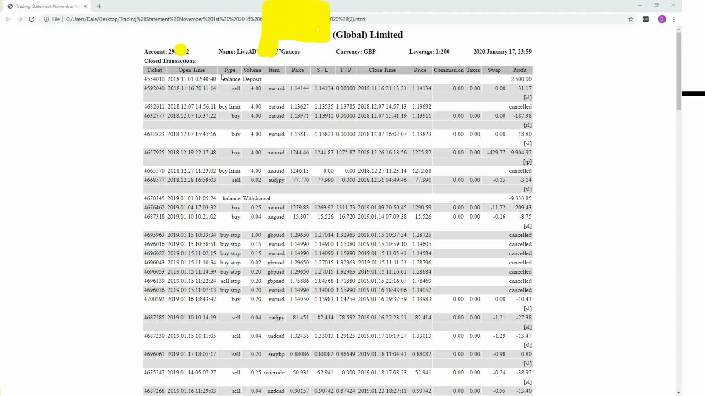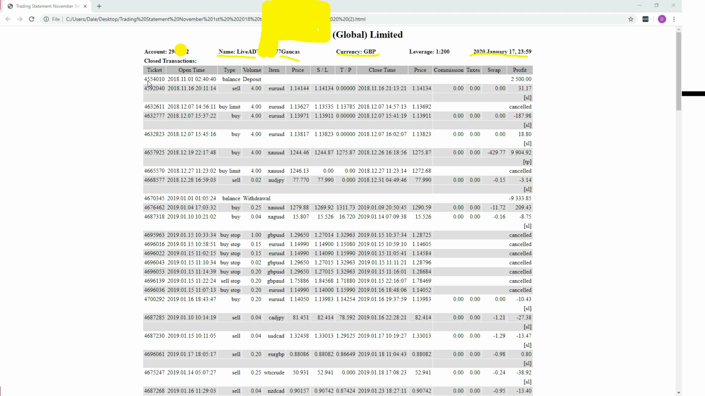Okay, so here we are with the trading statement I've just pulled up. Apologies for this, but it's the best way to hide the personal information. The first thing I want to show you is the date that this statement goes up to, and it goes up to January 2020, the 17th, 59 minutes past 11 on the 17th of January 2020. The next part is that the currency is Great British Pound. Obviously you can see my live account and my name here. This is my account details. I just had to hide that information, obviously the broker's name.